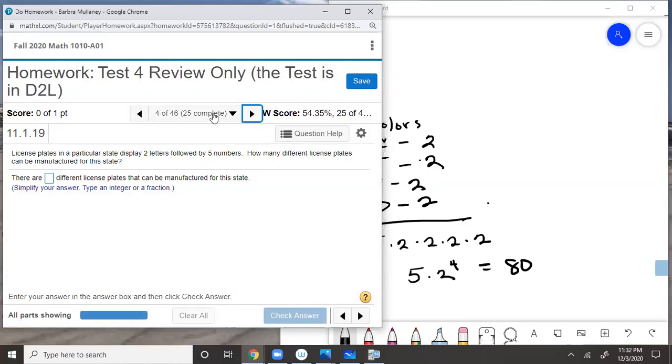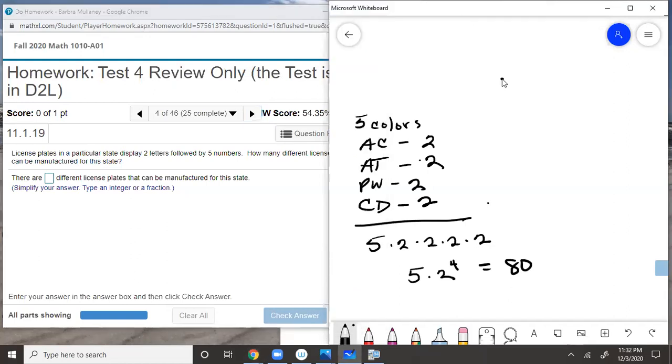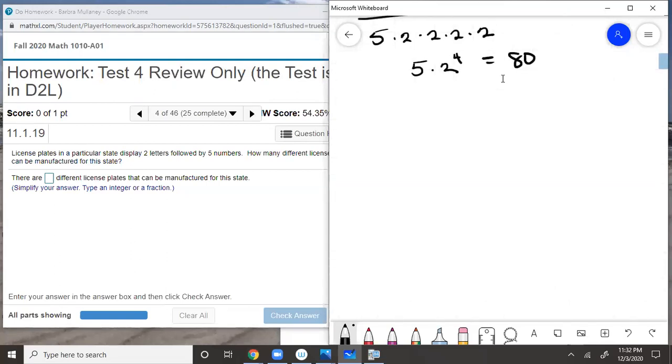All right, so we're going to continue with using the fundamental counting principle in this problem as well. A license plate in a particular state displays 2 letters followed by 5 numbers. How many different license plates can be manufactured for the state? All right, so we have 2 letters. I'm going to put 2 spaces here. And then we are followed by 5 numbers. 1, 2, 3, 4, 5.